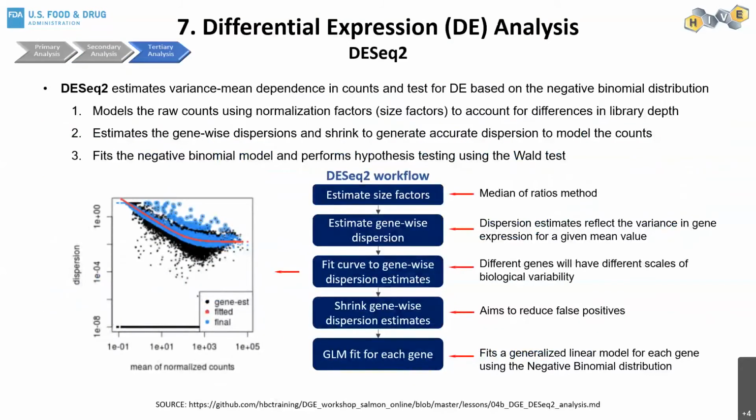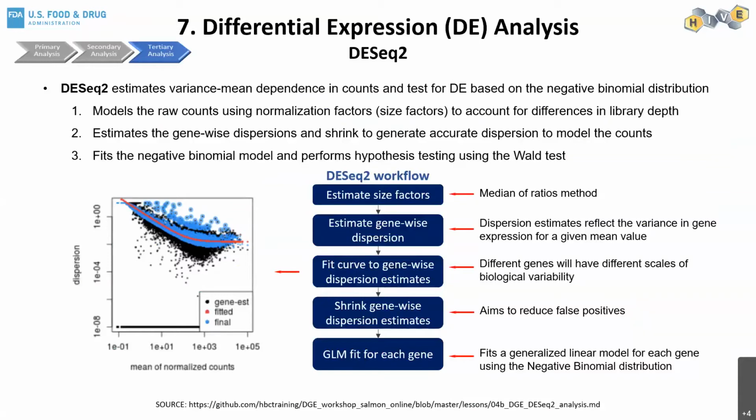But for our differential expression analysis, where we're using DESeq2, we use the raw counts. DESeq2 estimates the variance based on the counts, and it tests for differential expression based on the negative binomial distribution. So again, it takes raw counts, uses normalization factors to account for the library depth, estimates the gene-wise dispersion and shrinks it to generate accurate dispersion to model the counts, fits the negative binomial model, and performs hypothesis testing using the Wald test.